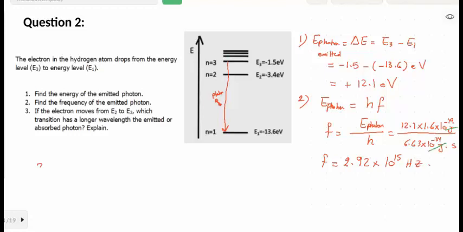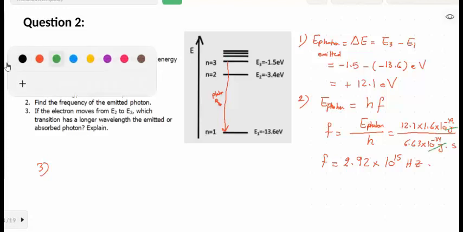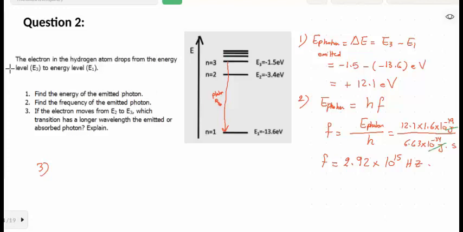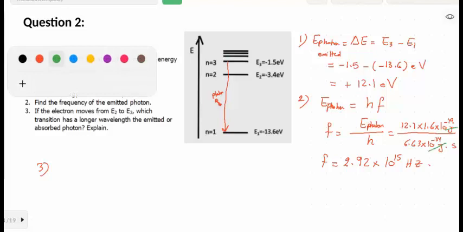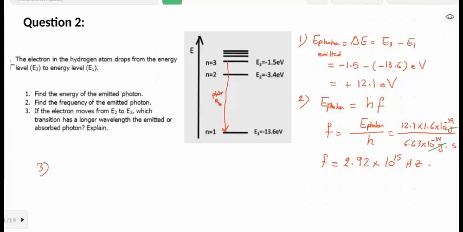The last part, let me read it together. So the first two parts, as you see, they are easy. If the electron moves from E2 to E3, it means an upward transition. We have an upward transition. I will show you this transition using another color. So again, from E2 to E3, which is a shorter transition. You see, it's upward and shorter.